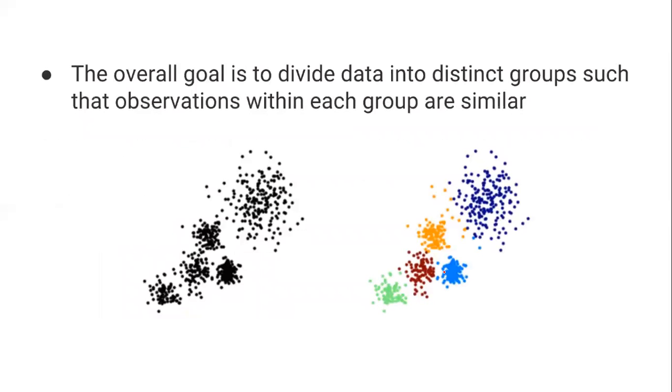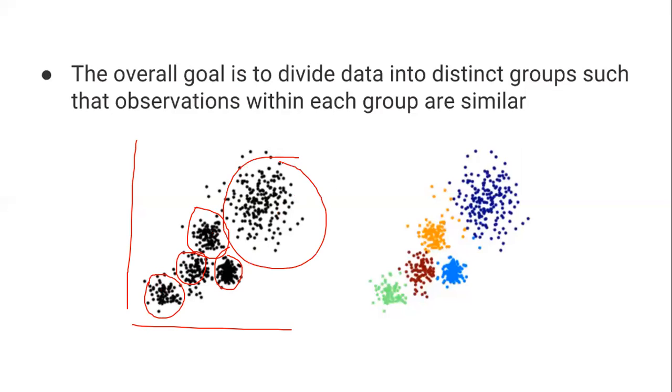The overall goal is to divide data into distinct groups such that the observations within each group are similar. The ultimate aim of clustering is to divide data into groups where the members of a particular group are more similar to each other than to the other groups, right? Here you can see on the left hand side a particular data distribution. The black color shows that currently no clusters have been formed, but we can see that there are some clusters, right? If you go deep, there are some small clusters where these data points are closer to this particular data, and this one is different, right? So I can divide this into these five clusters.